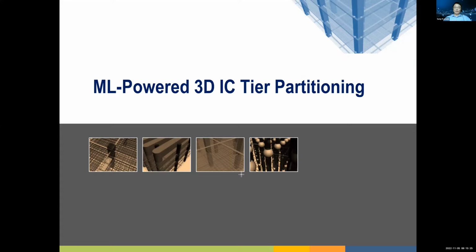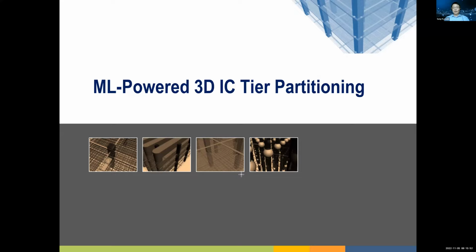The first one is machine learning powered 3D IC tier partitioning. Tier partitioning is a pretty big deal in 3D IC design. What you're doing here is deciding who goes to the top and who goes to the bottom. It's a very simple design decision in a way, but it has a tremendous impact on the final design quality.